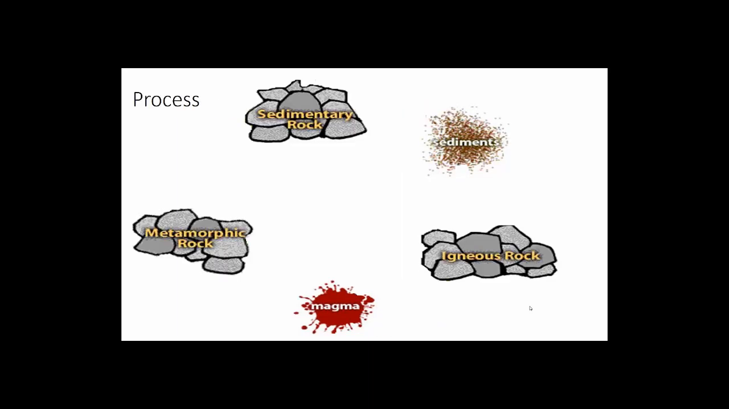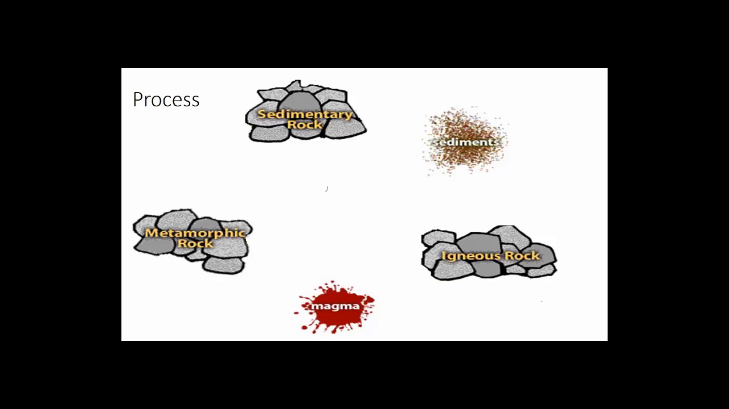Okay, now let's take a look at the processes that can change one rock into another rock. Let's start with melting and cooling. Sometimes rocks can get pushed really, really deep underground by the movement of tectonic plates. And if they go deep enough underground, they're going to melt into magma. And then if that magma comes back up to the surface of Earth, it's going to cool and harden and make a new rock.